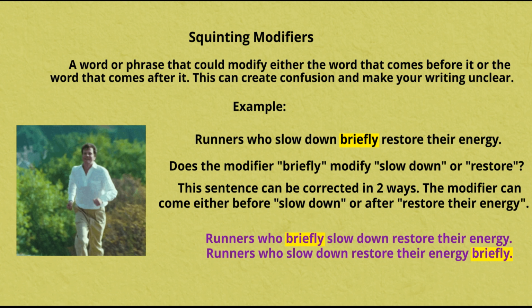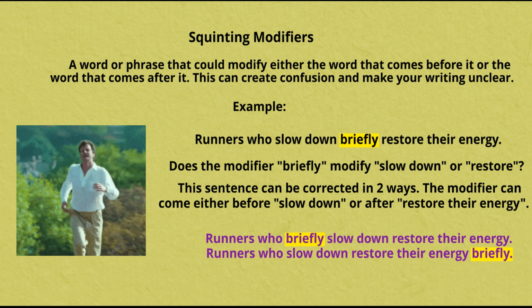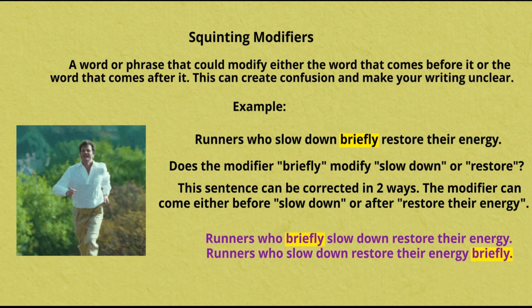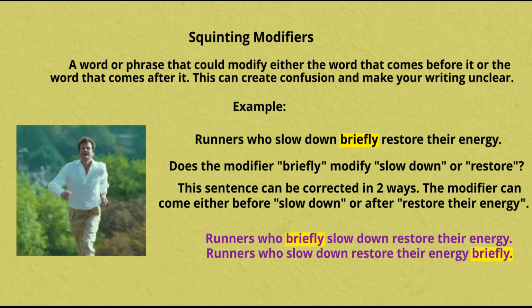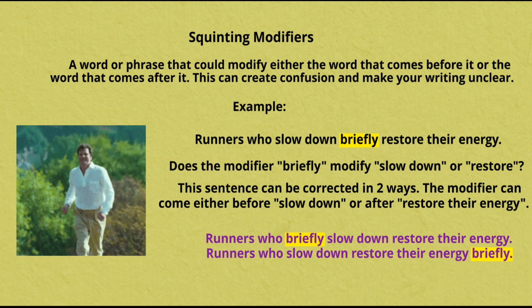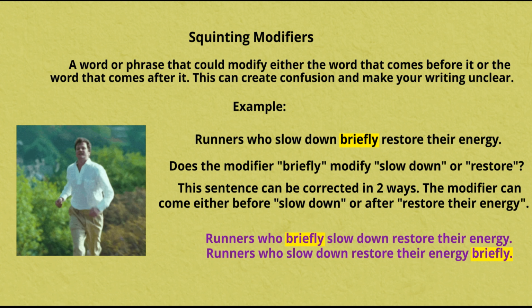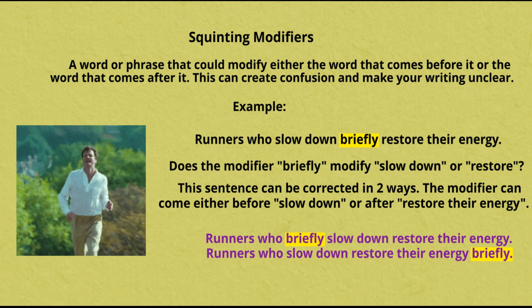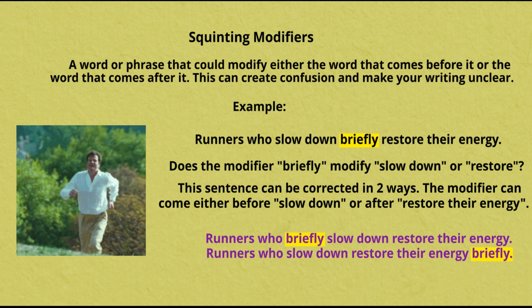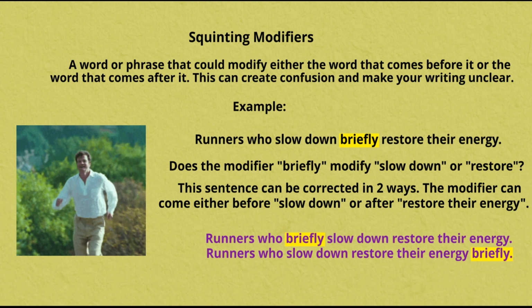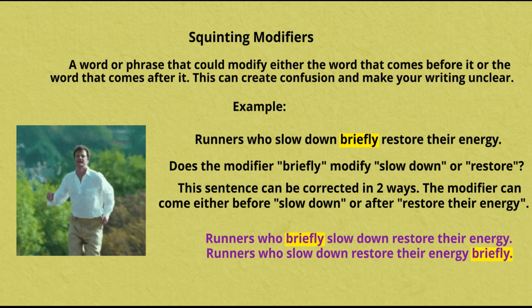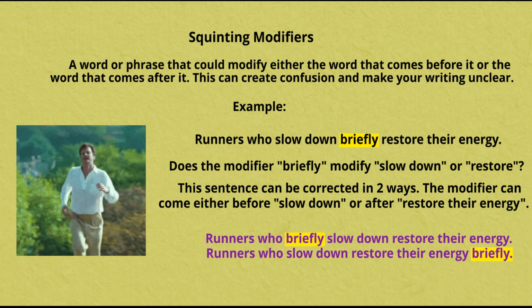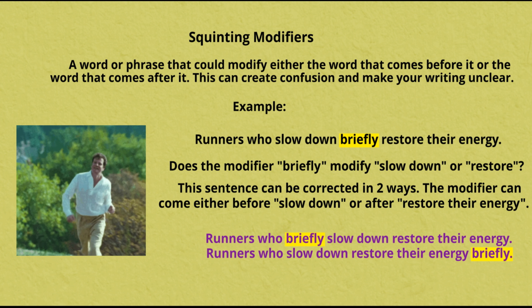Now you tell me, what is briefly describing or modifying? Is it modifying slow down or restore? It is unclear, right? Because briefly is placed in between slow down and restore. So it's very confusing whether it is describing slow down or restore. And such sentences are said to have squinting modifiers. That means your writing is very unclear.